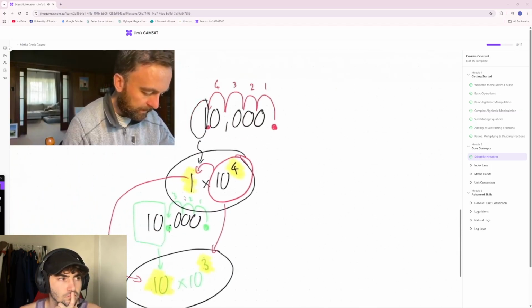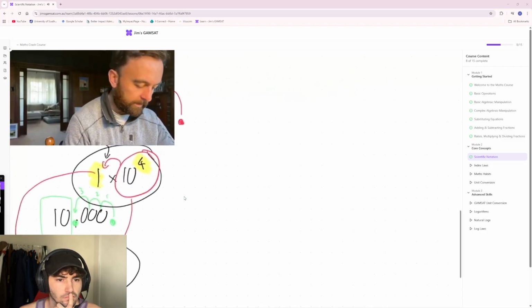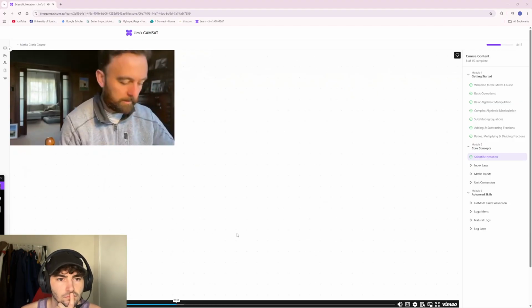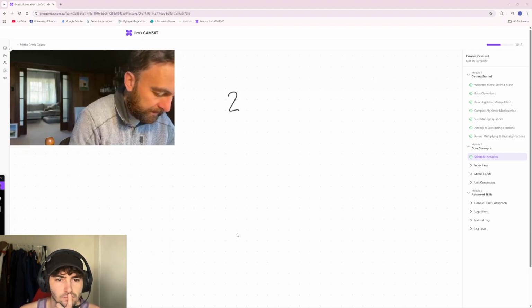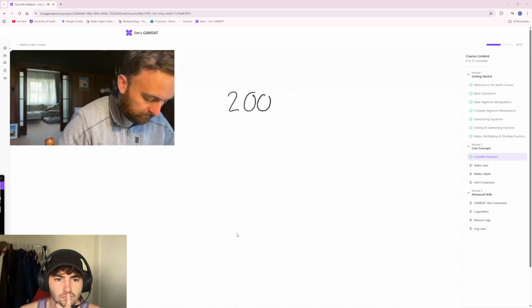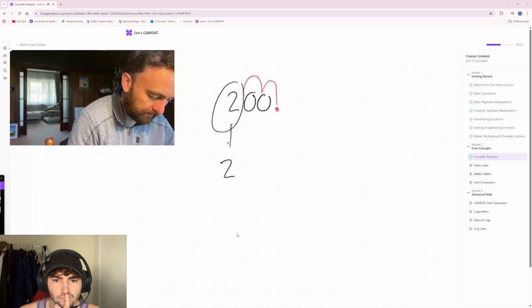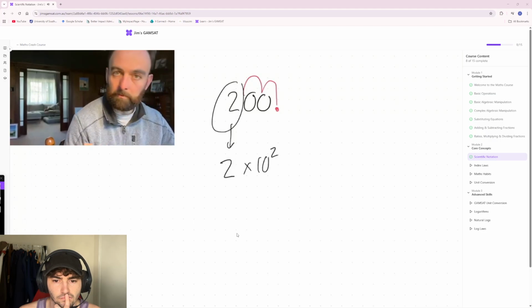I've used numbers like 1,000, 10,000, things like that. But this works for other numbers as well. So if you had, let's say, 200, you just do exactly the same thing. So we just go 1, 2, whatever's left on the left, 2 comes out the front, times 10 to the 2. Easy as that.